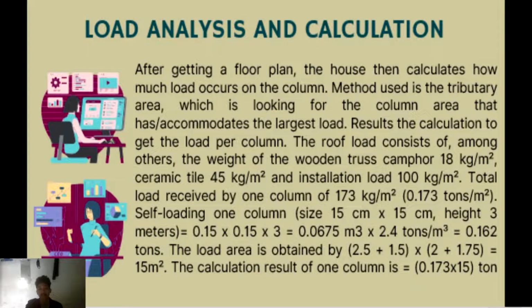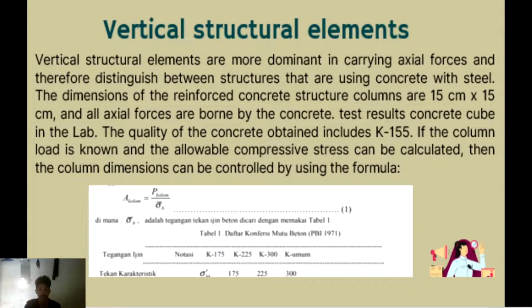The loading on the column is 5.7 times 1 meter 0.15 times 3 equals 0.0675 cubic meters times 2.4 tons per cubic meter equals 0.6162 tons. The load area is about 10 by 2.5, 15 times 2 plus 75 equals 15 square meters. The calculation result on the column is 0.73 times 15 tons.